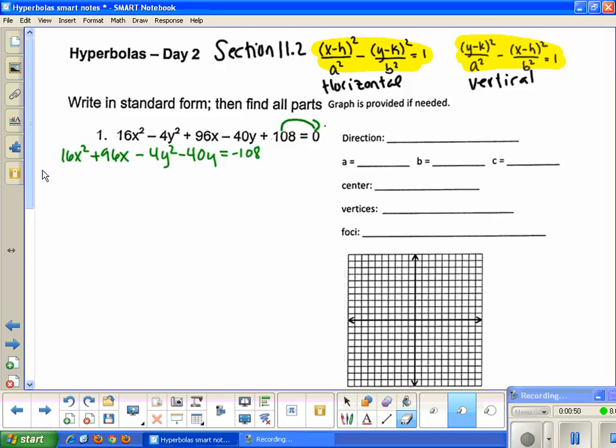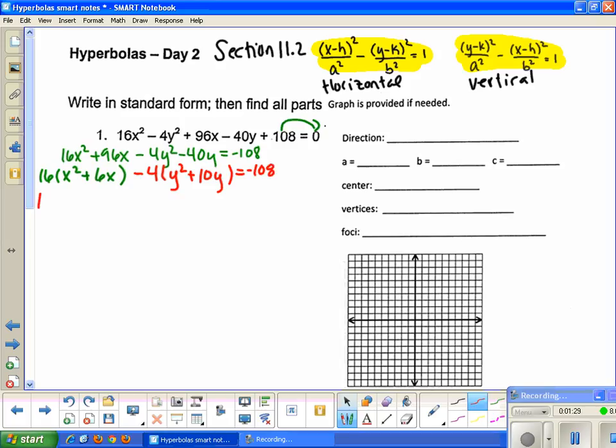So in order to factor this out, I would get 16 parentheses, this would become x squared, and then we factor out the 16 from the 96, which gives me 6x, and then I'm going to close my parentheses because I'm going to do the x's together, and then minus 4 times, this becomes y squared minus because we have to factor out the negative with the 4, so that would become plus 10y equals negative 108.